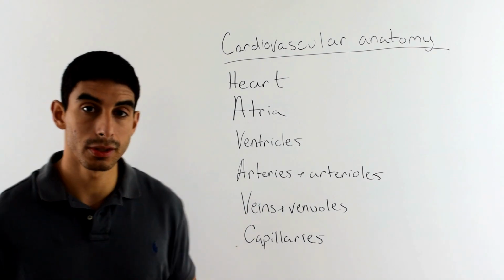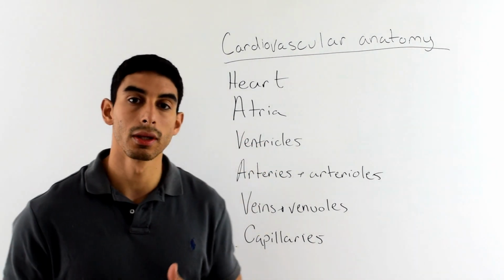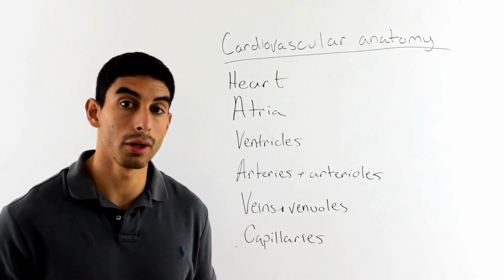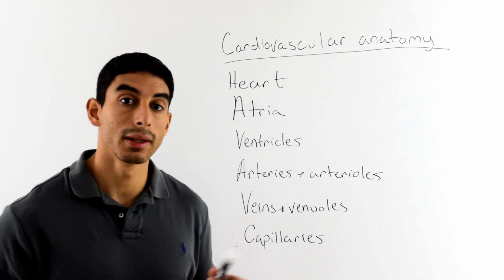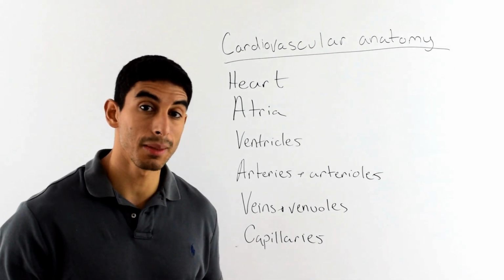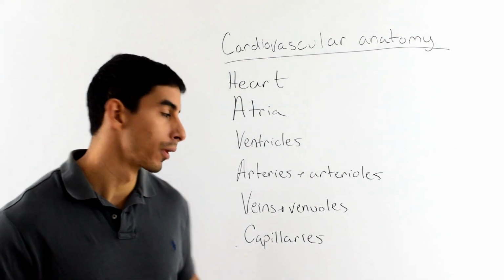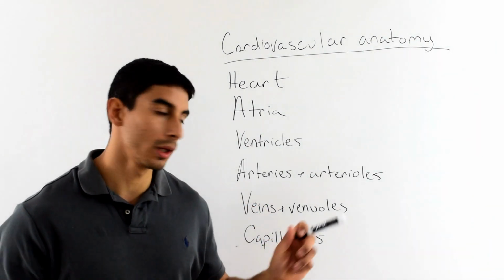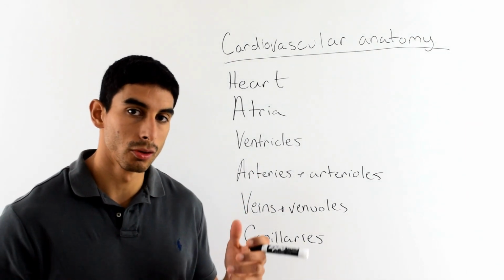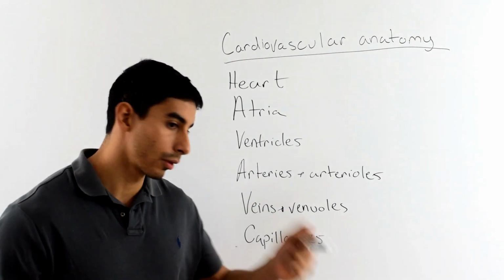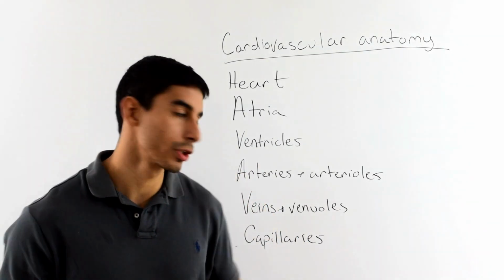So the heart, obviously, is the pump of the cardiovascular system. You need to understand that. The atria are the chambers of the heart that accept blood into the heart. So when blood's coming either from the lungs or the body, the atria are the chambers that accept the blood. The ventricles are the chambers that actually push the blood away from the heart. So when the heart actually beats, the ventricles are contracting and pushing the blood out of the heart.